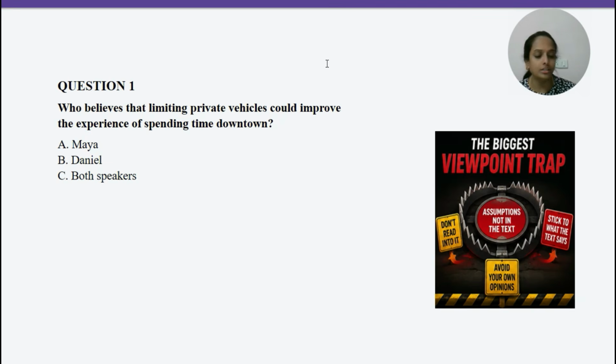Who talks about that? If you see Maya, she spoke about fewer cars could make downtown areas more attractive places to shop and spend time. That is almost exactly the same idea. So the answer is Maya. So if you simply match the word downtown, you could have chosen Daniel too, because Daniel also says downtown areas should be enjoyable. But the question here is, who connects that improvement specifically to limiting private vehicles? That's Maya, right? So remember, don't identify the topic. You have to identify the connection. That is a completely different skill.